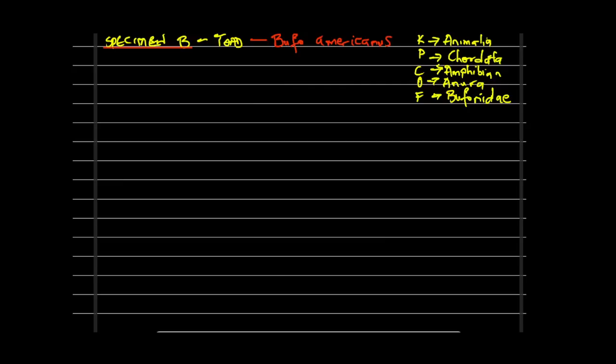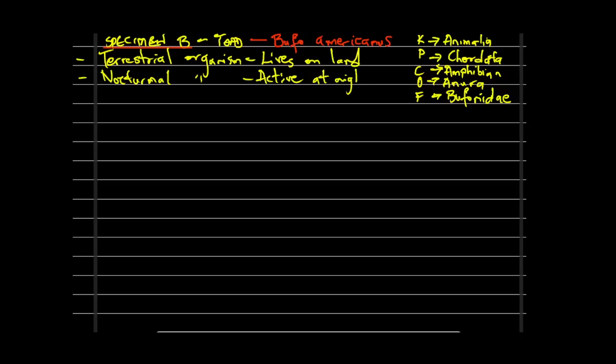So let us quickly see what the toad is. It is a terrestrial organism, because it lives on land, and it is nocturnal, meaning it is found mostly in the night. It is a nocturnal organism, so it is very active at night. That is why it is referred to as a nocturnal organism.